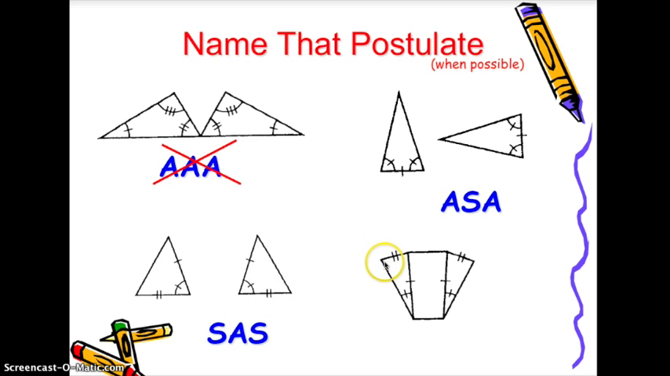Okay, how about on this one? This one would be a side that has two dashes, and then I see another side that has one dash, and then an angle here. Or on the other triangle I could have an angle, and then a side, and then another side. So I've got side, side, angle. Am I allowed to have side, side, angle? No, that's not one of our postulates.